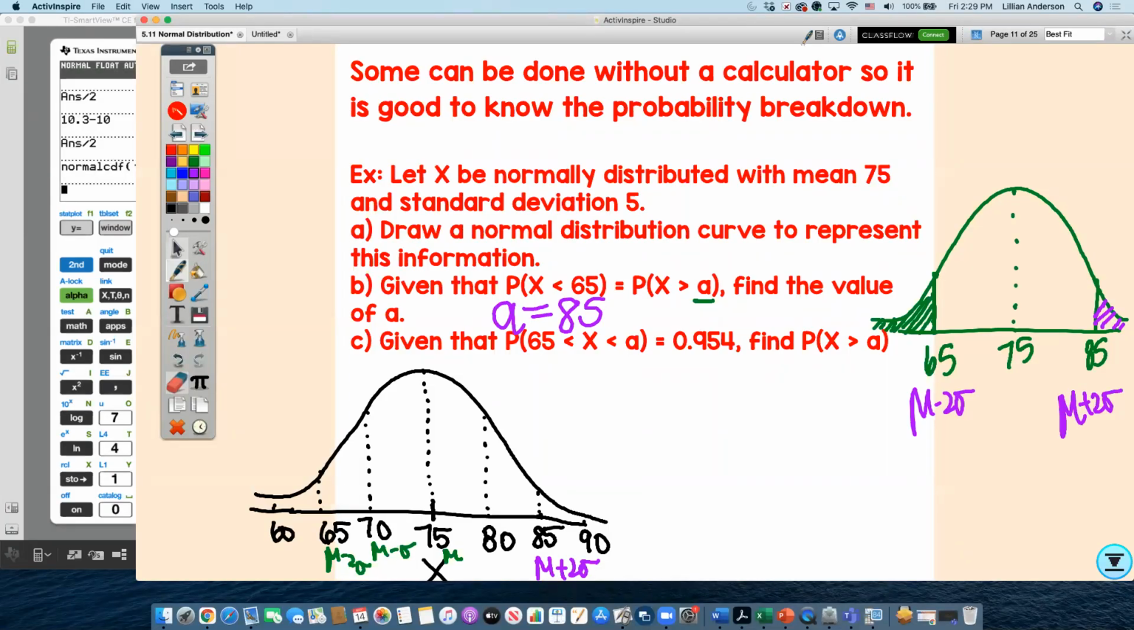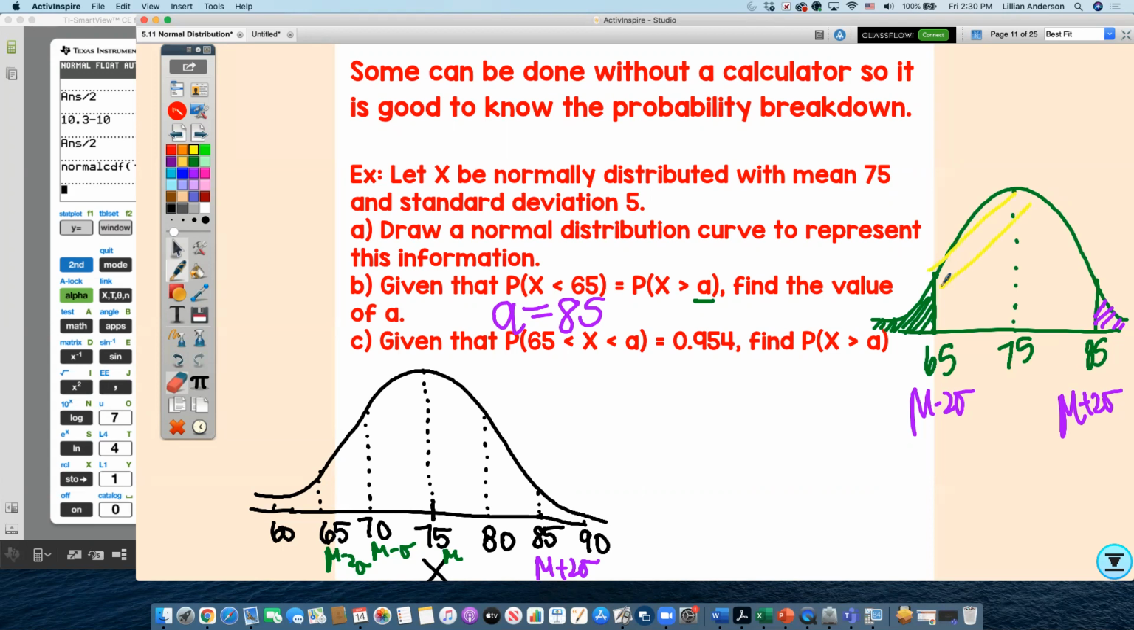Now it says, given the probability that 65 is less than X, which is less than A, the same A from part B, is 0.954. Find the probability that X is greater than A. That A is the same value of A we found in part B. So essentially this is saying between 65 and 85, the probability is 0.954. That's what that says.